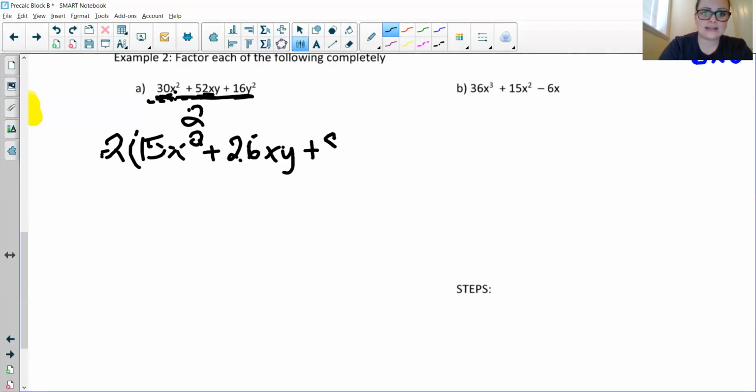plus 8y squared. Now, some of you might be freaking out that there's a y in there, but please take a deep breath in, deep breath out. It's not really going to change how we're going to handle this, okay?